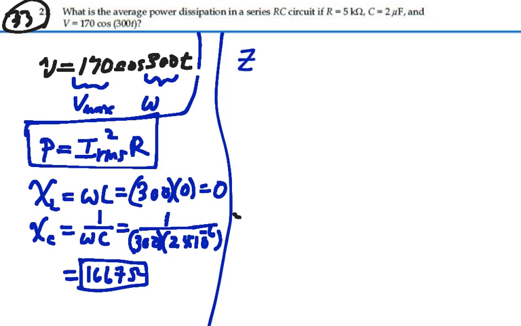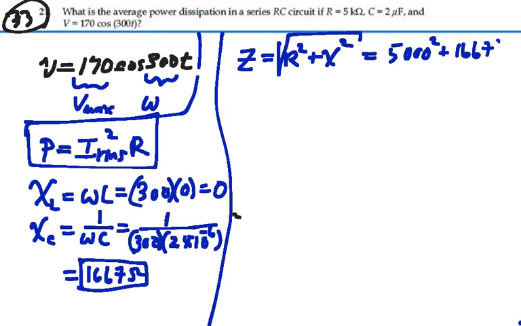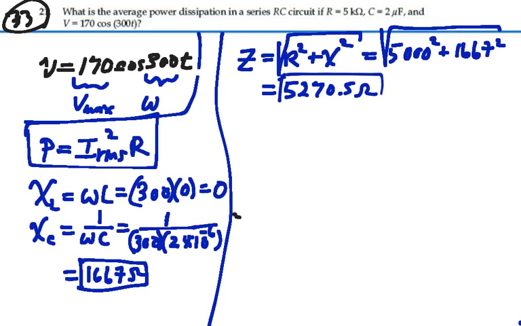So our impedance, which is the square root of our resistance squared plus our net reactance squared, in this case all capacitive reactance, is going to equal the square root of 5,000 ohms squared plus 1667 squared for our reactance, and that gives us 5,270.5 ohms. Alright, so that's the impedance of our circuit.